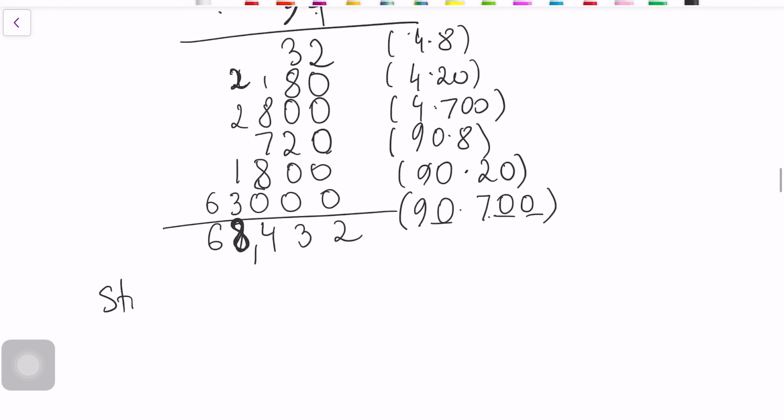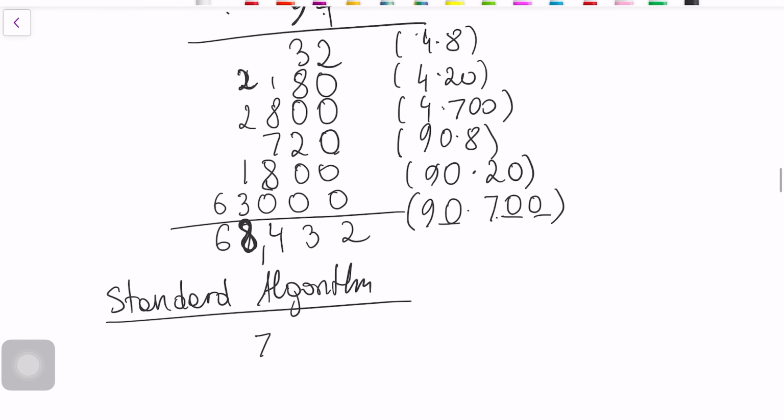Okay, and then the standard algorithm. That was the expanded, and the standard algorithm would do the following: 728 multiplied by 94. So 4 times 8 is 32, 2, 3 carries over. You always record the number of units, and the tens are carried to the next spot, right? Then 4 times 2 is 8, plus 3, that's 11. 1 and 1 carries over. 4 times 7 is 28, plus 1, that's going to be 29.